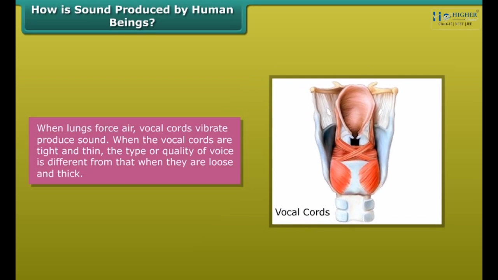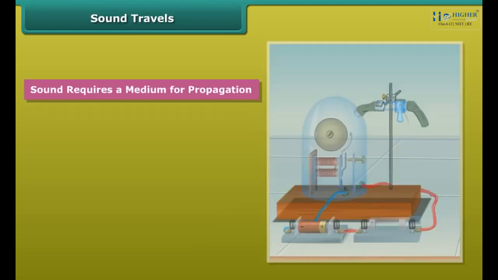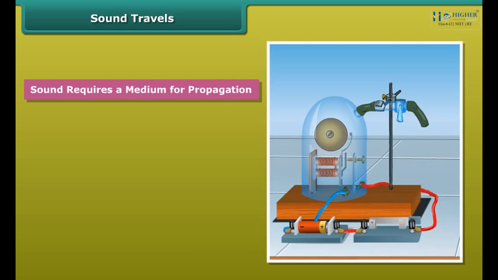When the vocal cords are tight and thin, the type or quality of voice is different from that when they are loose and thick. Sound requires a medium for propagation.